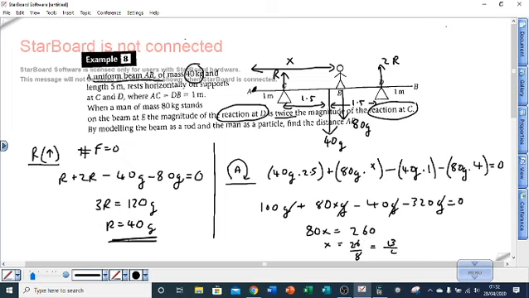13 over 4, which is equal to, I could work that in my head, what's that going to be? That's going to be 3.25 meters. So I've got the distance that the man must stand there, so that the reaction I've got here is twice the reaction I've got here. Okay, I hope that process makes sense. Again, the setting out is very important. Okay, underneath, no questions.